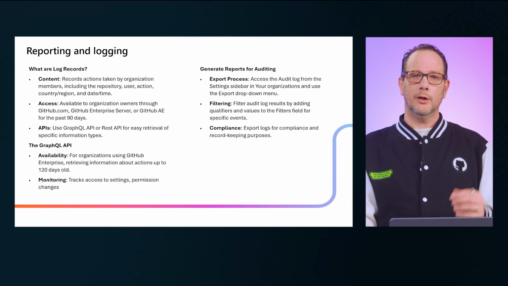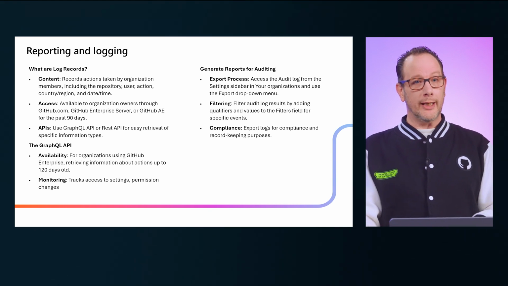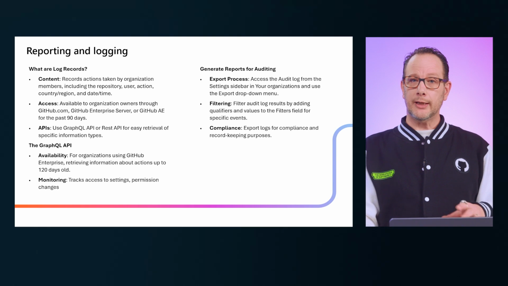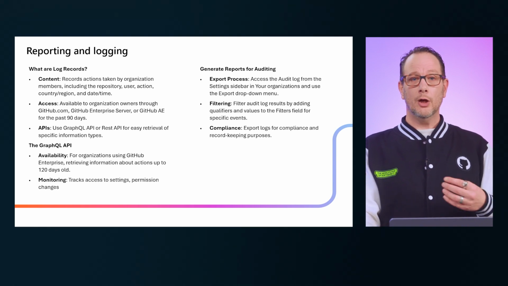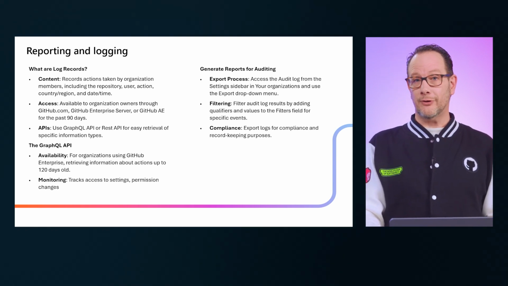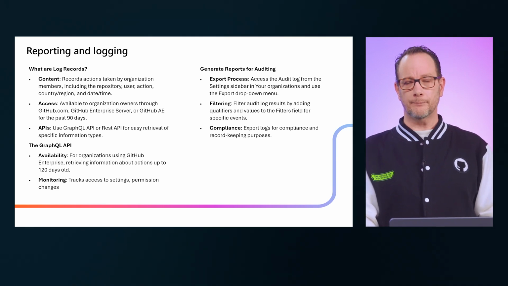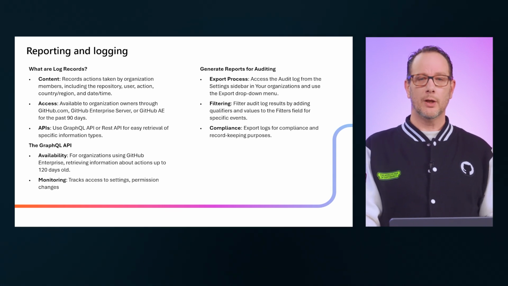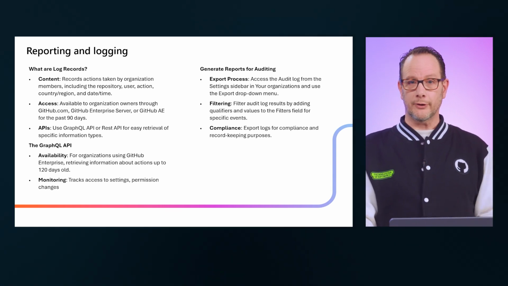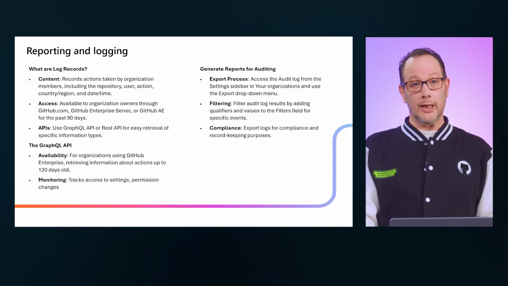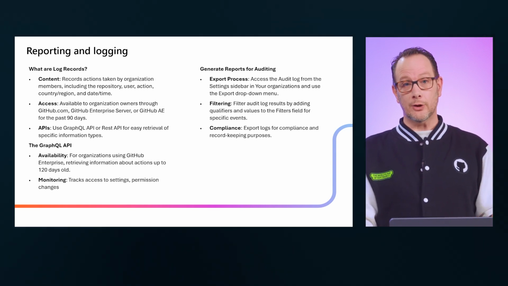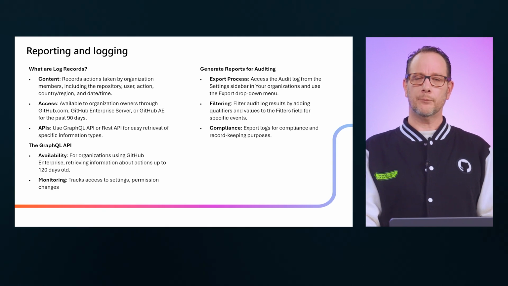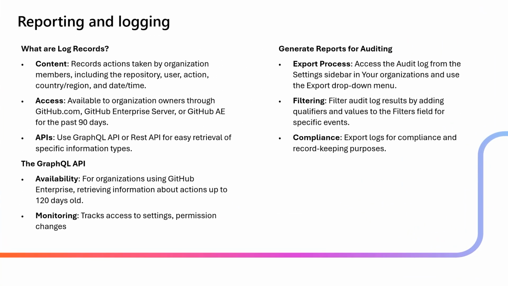You can access the audit log through the github.com website, using GitHub Enterprise Server on-premises, or even available within GitHub Enterprise Cloud, allowing you to review actions from the past 90 days. Instead of using the portal interface, administrators could also rely on the REST API or using the GraphQL API specifically. GraphQL gives you the additional benefit of allowing you to retrieve information up to 120 days.